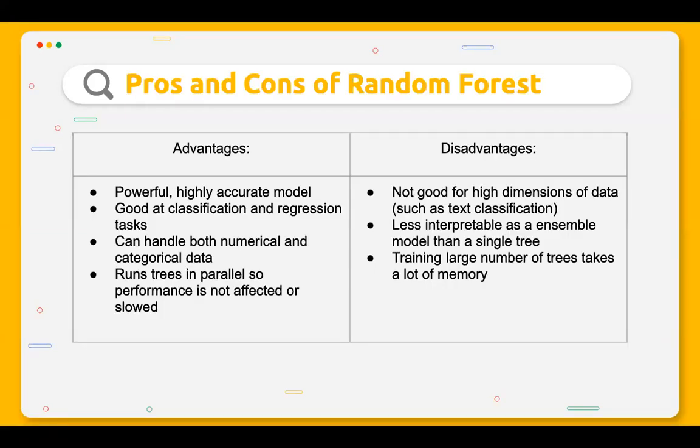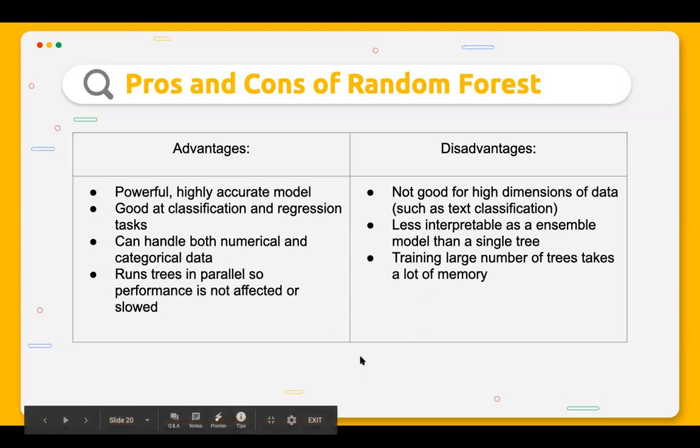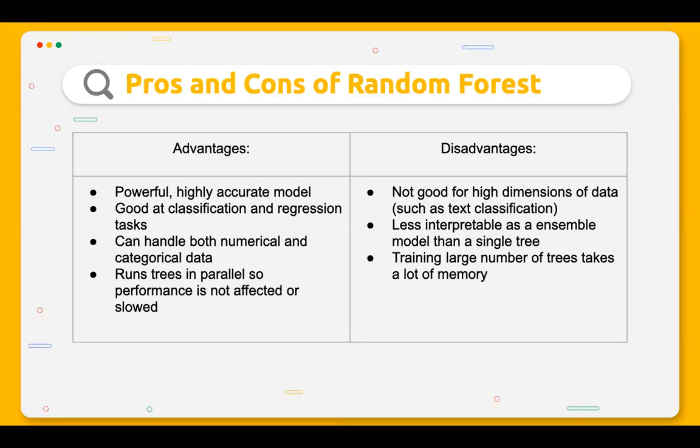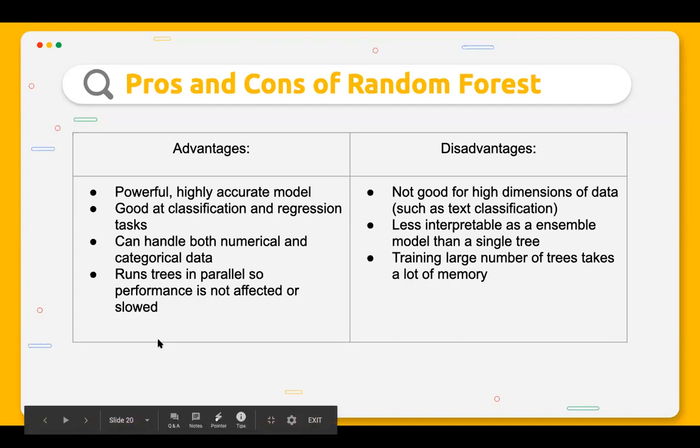So the pros and cons of the random forest. The advantages are that it's powerful and highly accurate. This is a very powerful and widely used machine learning model that I've seen, and it's really good at classification and regression tasks, and it can handle both numerical and categorical data, like we showed in the beginning with the weather decision tree, where we had thresholds as well as yes and no for our classifications and splitting among nodes. And it runs trees in parallel, so the performance is not slowed. And this is really good for computation speed.